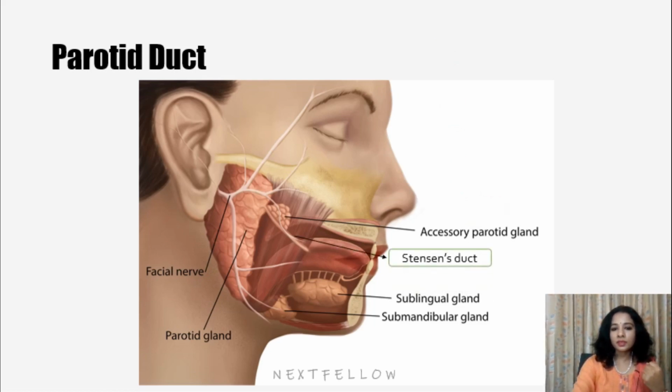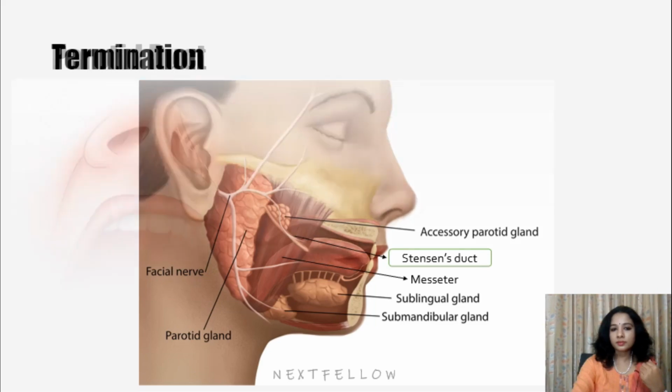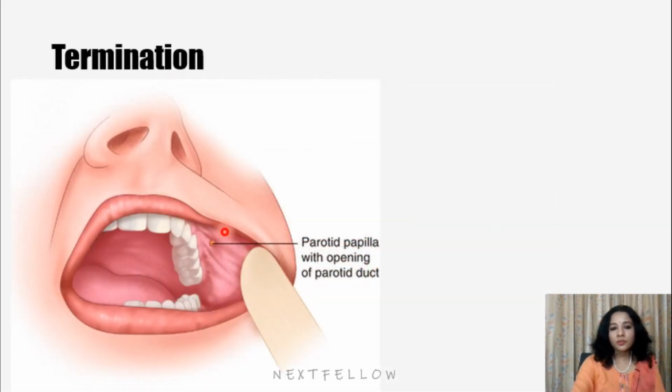You see here, this is Stenson's duct, masseter muscle. So we can see the termination of the parotid duct. The parotid duct ends by opening into the summit, forming a raised papilla, which is opposite to the crown of the upper second molar tooth. It opens in the vestibule at the level of the upper second molar tooth.